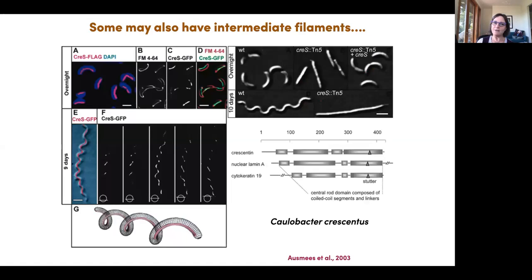And there are also intermediate filament-like proteins in many bacteria. This is another bacterium called Caulobacter crescentus, because it's shaped like a crescent. And this is a really nice model for certain kinds of cell differentiation processes. I see that I'm at the end of my time, but I'm also at the end of the slides, so that's good. Anyway, they have this filamentous protein called crescentin that shapes their cell membrane and gives them this crescent shape. And it's similar in structure to eukaryotic intermediate filament proteins, though I don't know if it's evolutionarily related.